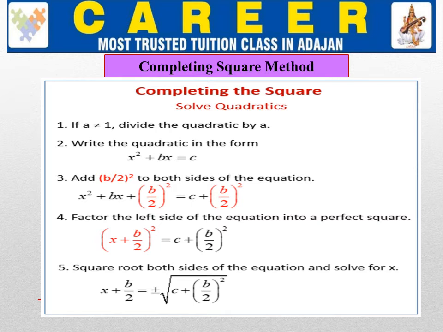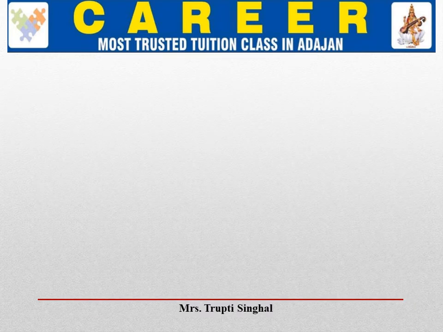Now fifth is, because we have to find the value of x, just move the square, (x plus b by 2) whole square, to the RHS side, so it gets plus or minus the square root of the term. So this way we can find the values of x of the quadratic equation.